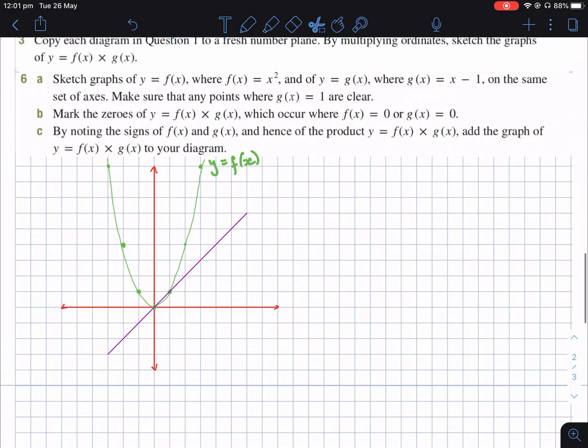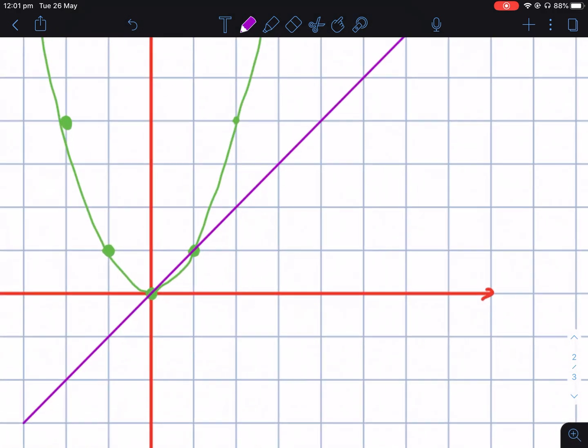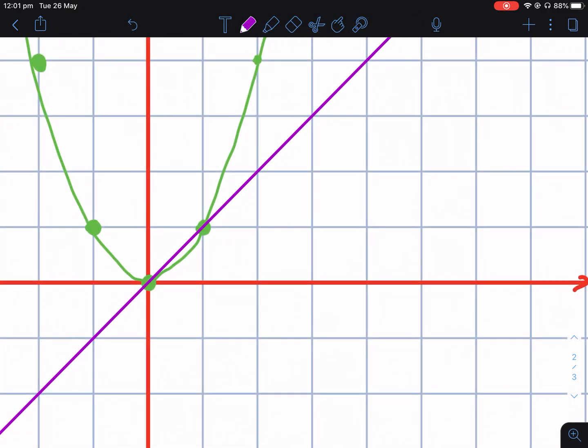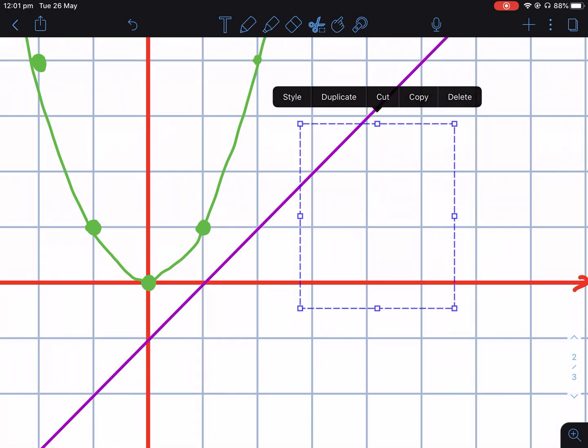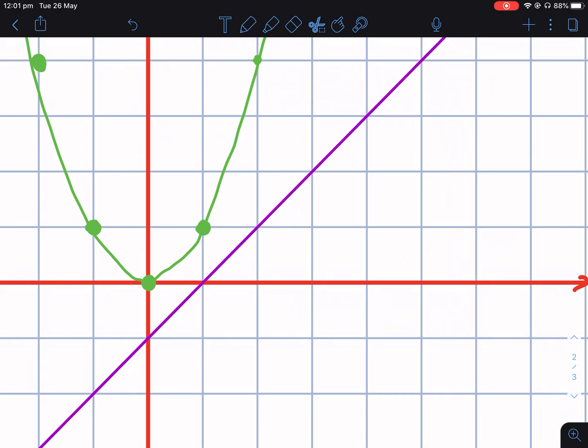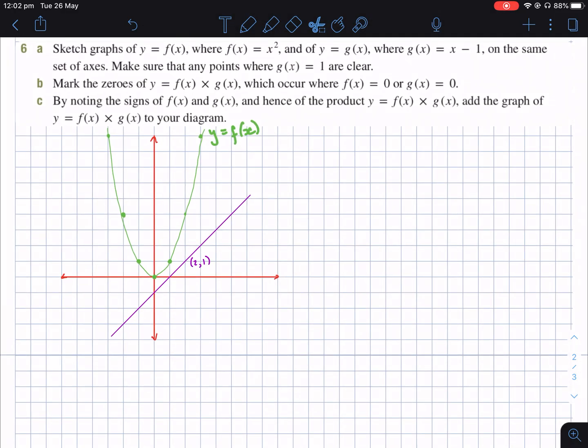Okay, make sure any points where g of x equals 1 is clear. So this is where g of x equals 1, and it's the point. Oh, I totally stuffed that up because it wasn't g of x, it was x minus 1, so I've just got to move it down 1. There I go. That one actually hit it. So this is the point 2, 1, because if y is x take 1, well, 2 take 1 is 1. Cool.